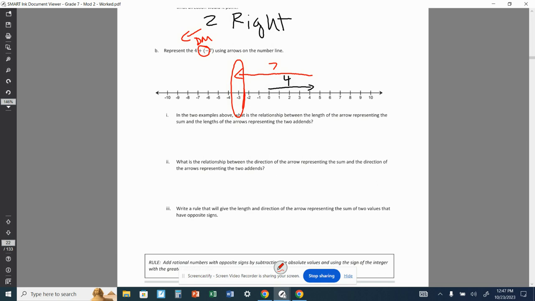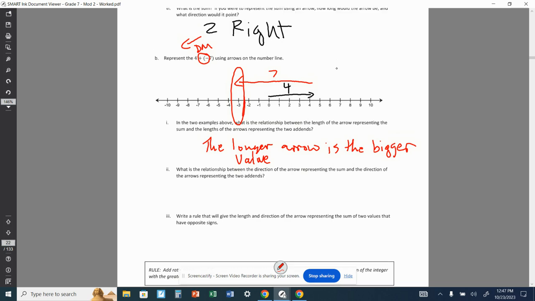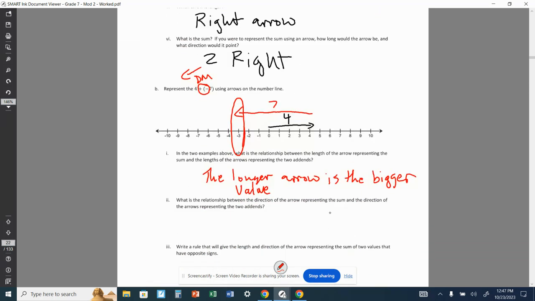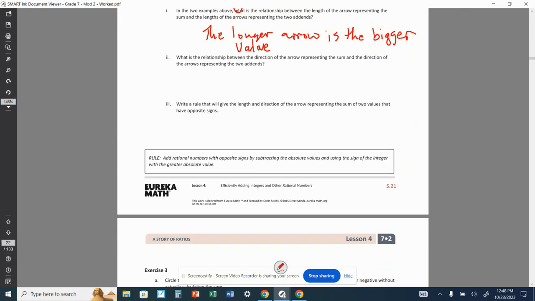In the 2 examples above, what's the relationship between the length of the arrow representing the sum and the length of the arrows representing the 2 add-ins? So the longer arrow is the bigger value. All right, take a look at this first one. 7 is the bigger value. That's a longer arrow, right? So we know it's going to be a negative number because that's in red going left. 5 is the bigger number here going right. So we know it's going to end up with a positive number. So looking at those, we'll compare which one's bigger and smaller, and we can see whether our answer should be positive or negative.